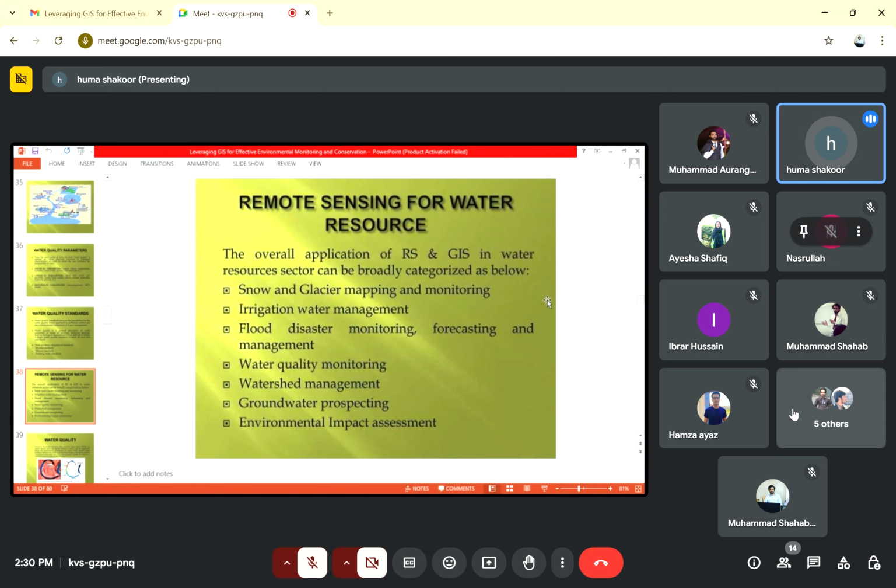Remote sensing for water resources: for monitoring of water quality, we have to do remote sensing. So what are the steps in doing remote sensing? The overall application of remote sensing and GIS in the water resources sector can be broadly categorized as follows: snow and glacier mapping and monitoring, irrigation water management, flood disaster monitoring, forecasting and management, water quality monitoring, watershed management, groundwater prospecting, and environmental impact assessment. These are the areas in which we monitor through remote sensing.